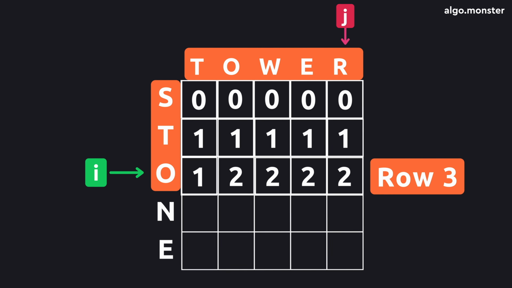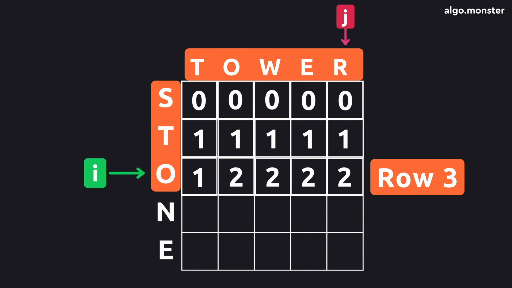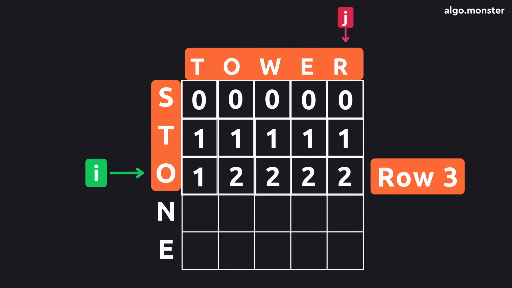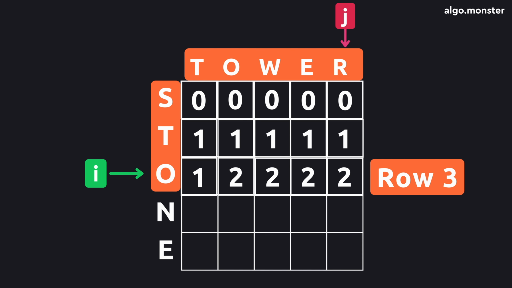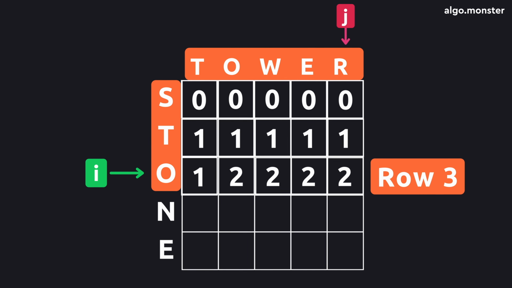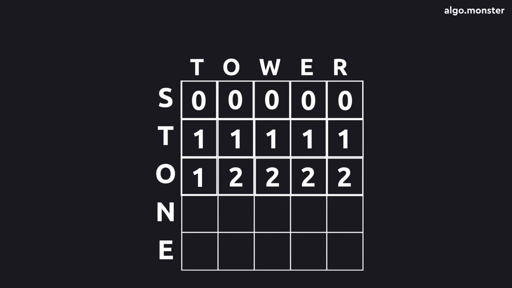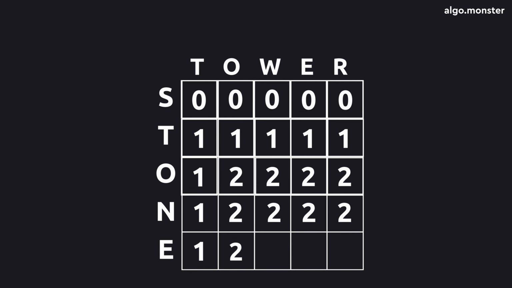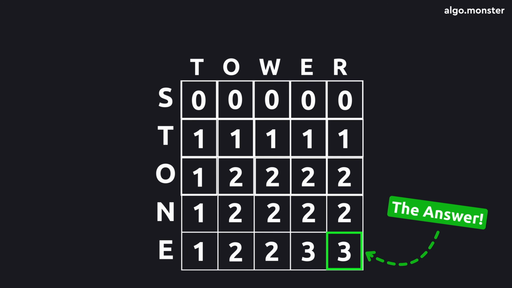We've just built it ourselves. The position in the first string goes along the vertical axis. The position in the second string goes along the horizontal axis, and each cell contains the answer for those specific positions. And if we fill the whole table all the way to the end, then in the bottom right corner we'll get the answer for the full strings. That is the solution to our problem.